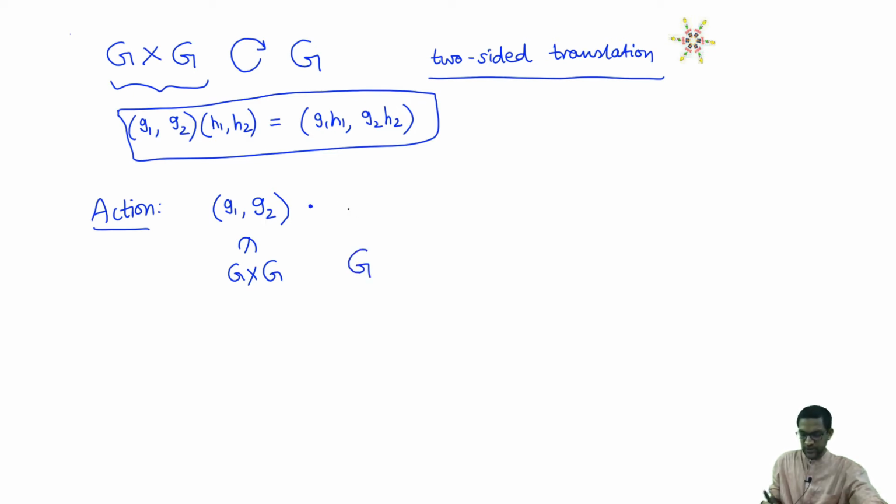So let me define the action. The pair g1 g2 acting on the element x gives me, well, I use the first g1 to do a left translation and the g2 to perform a right translation. So the action definition is this: the pair g1 g2 acting on x gives me g1 x g2 inverse. So this is a two-sided translation, and here's a little exercise which I urge you to do, which is to check that this is an action. This defines an action.